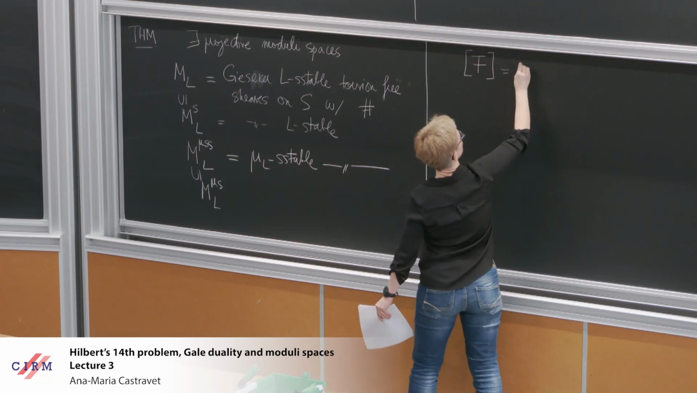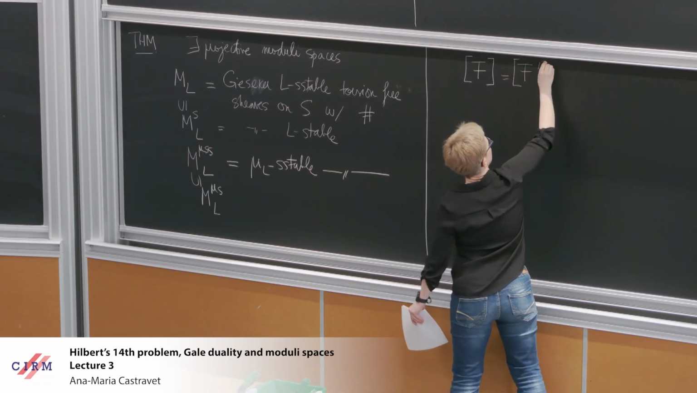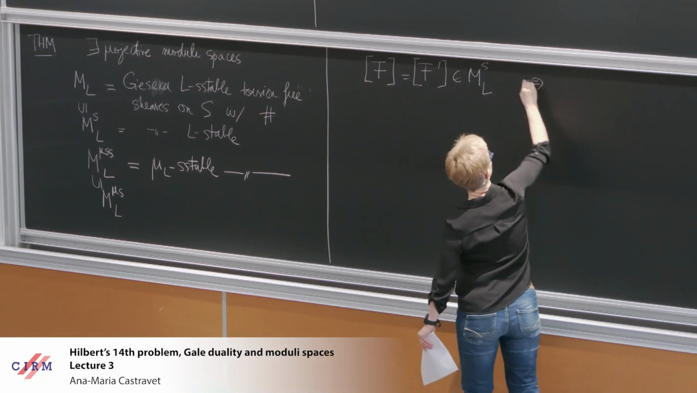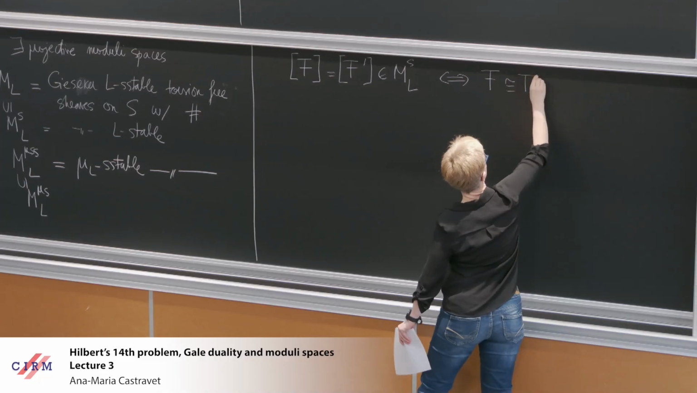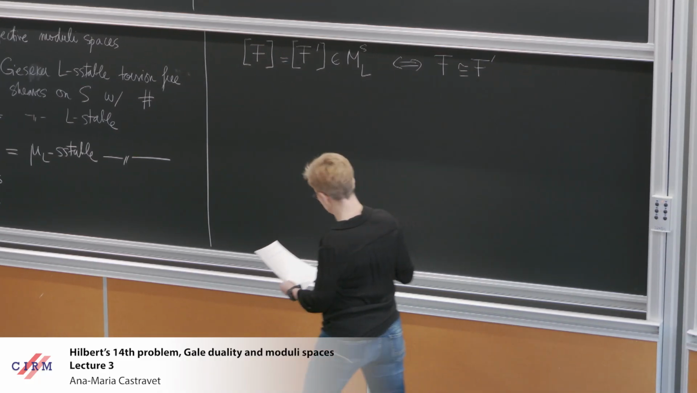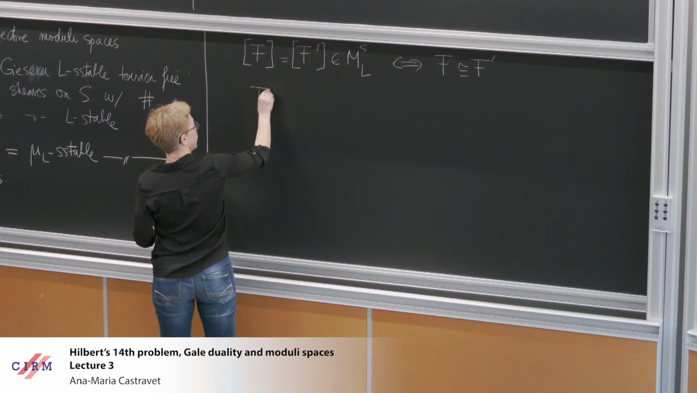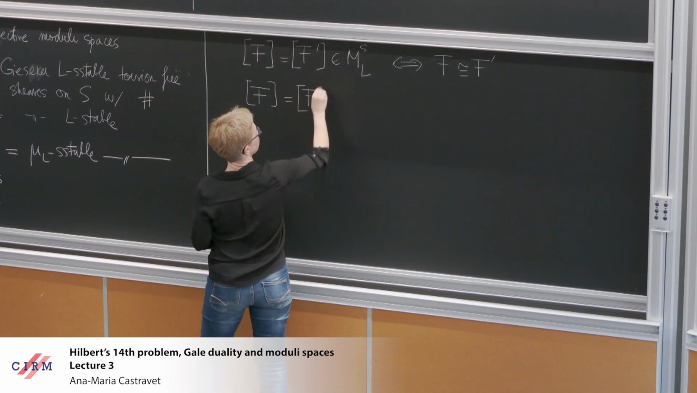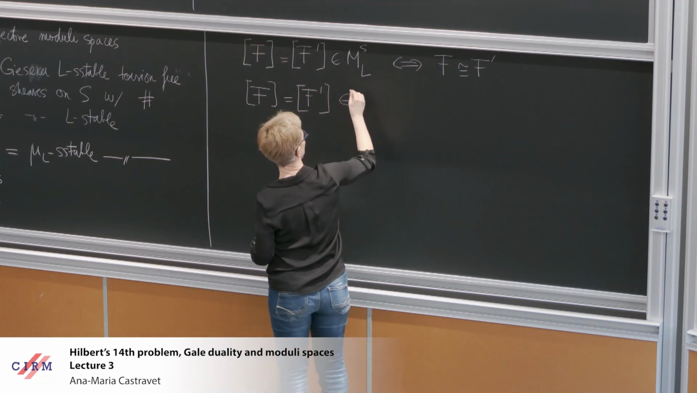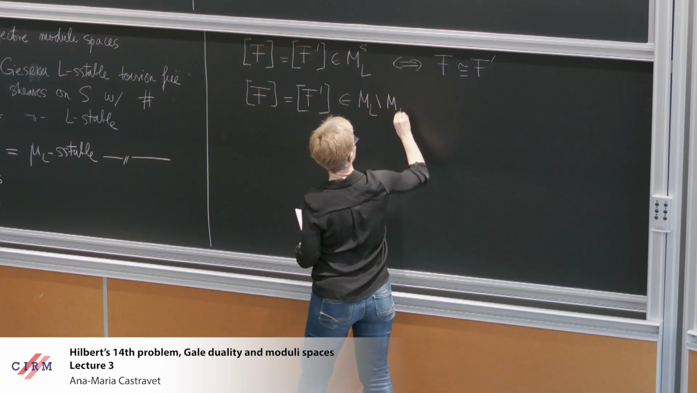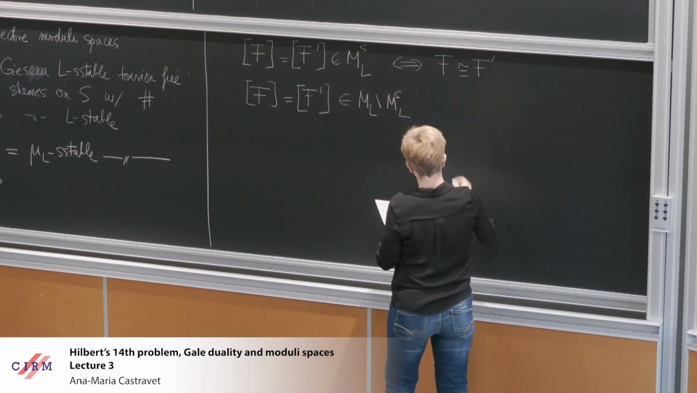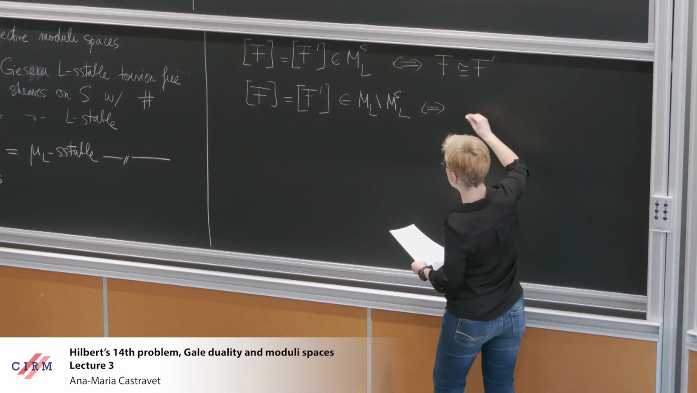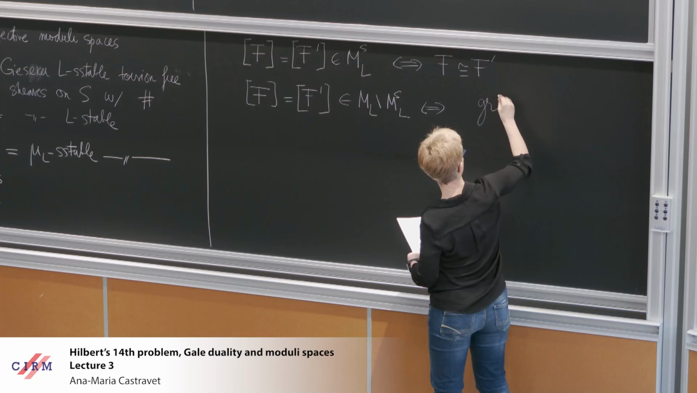So if I have two objects that represent the same stable point in the Gieseker moduli space, this can happen if and only if F and F prime are isomorphic. So this is an ideal situation. And then for the strictly semi-stable points, this is a bit different, but it's not too bad. I'll write it like this: the graded pieces of the Jordan-Holder filtration are the same.